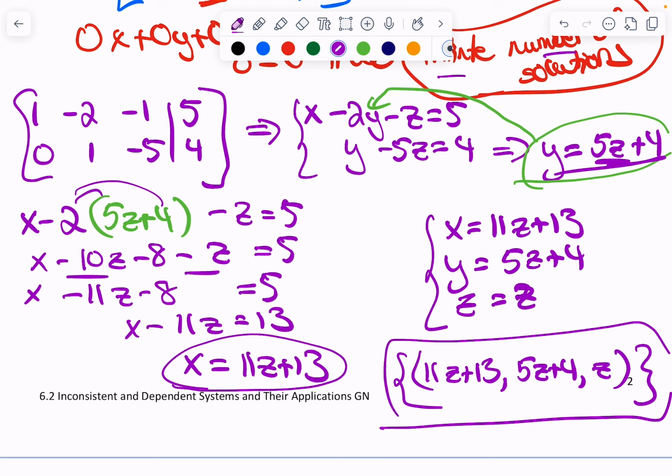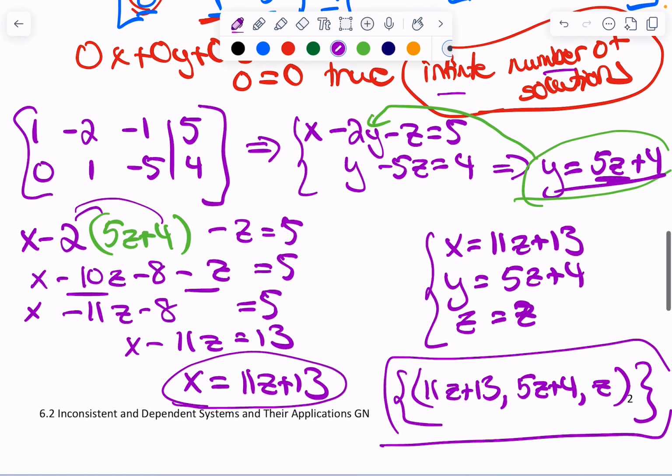So what we just did here, because we had an infinite number of solutions, we wrote the ordered triple in terms of z. So every single one of these has z, and it has to be the same. It can be x or y, but all three have to have the same variable, only one variable in there.